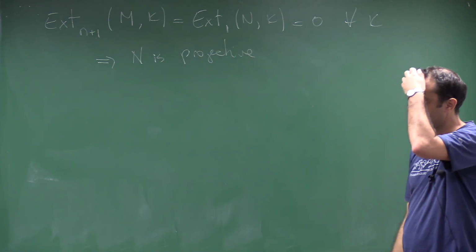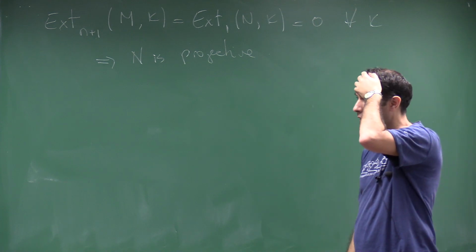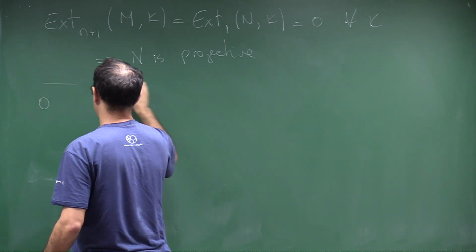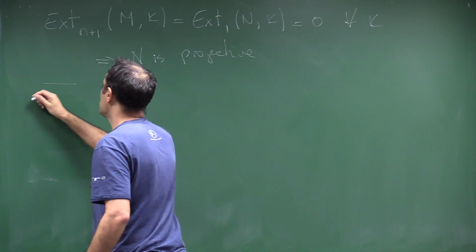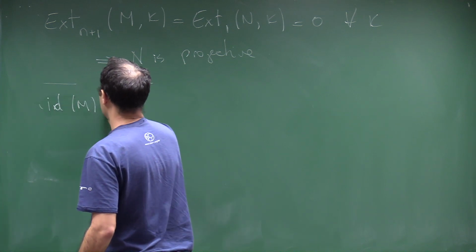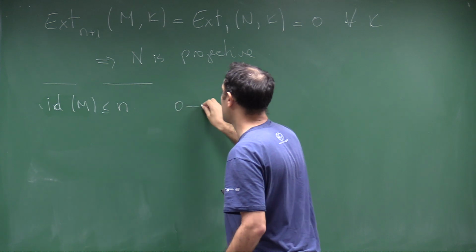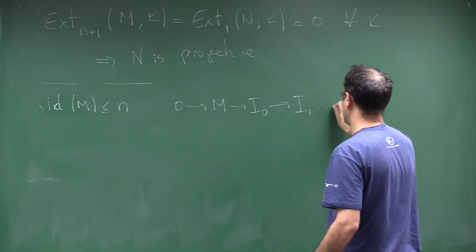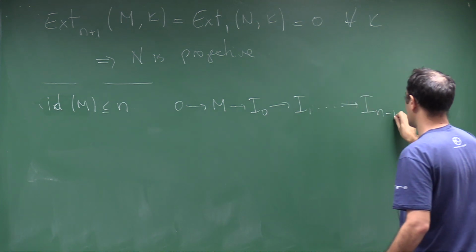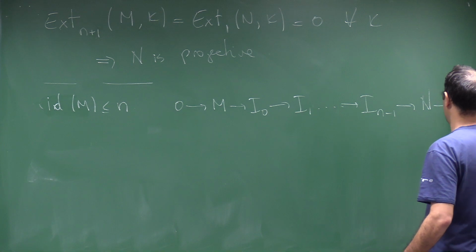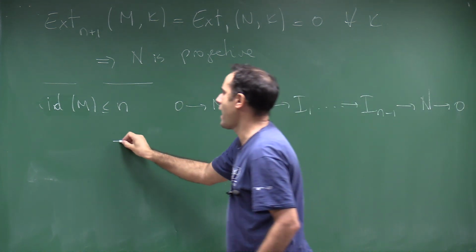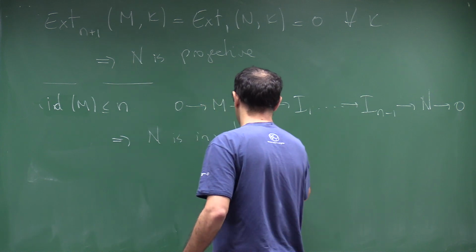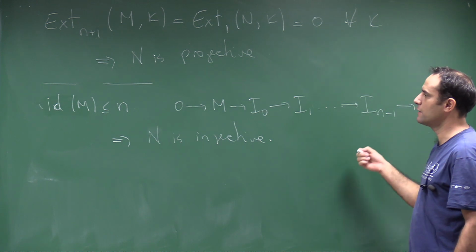And notice that the same thing holds immediately with the same argument. If you have a resolution, let's say that the injective dimension of M is less or equal than n, and you have a resolution by injectives I0, I1, up to I_{n-1}, up to some module N, then N is injective. Same argument, and this is an if and only if.